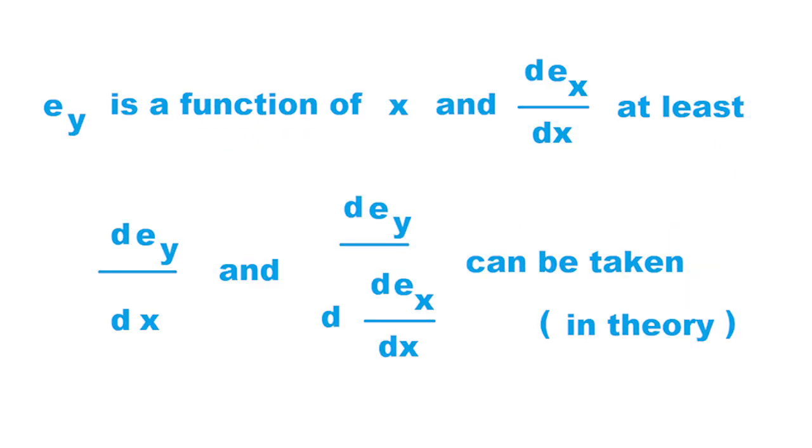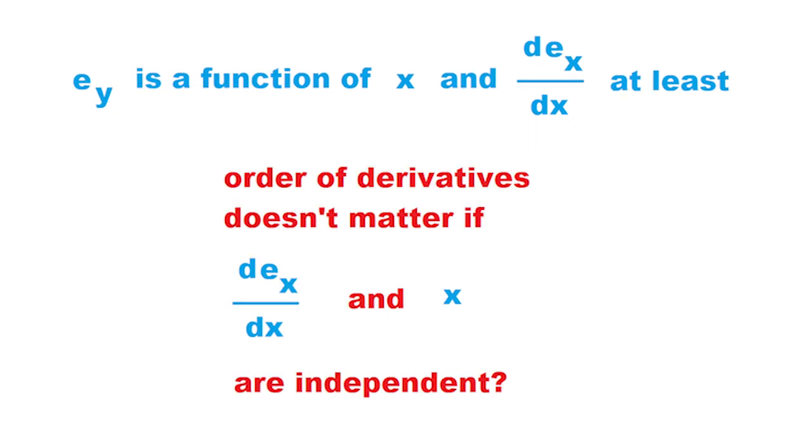Now, if EY is a function of x and dex over dx, we can take the derivative of it in terms of either one of these variables. And I'd like to imagine that there's a situation where the order we take these derivatives doesn't matter. Maybe if x and dex over dx are independent, or something like that.